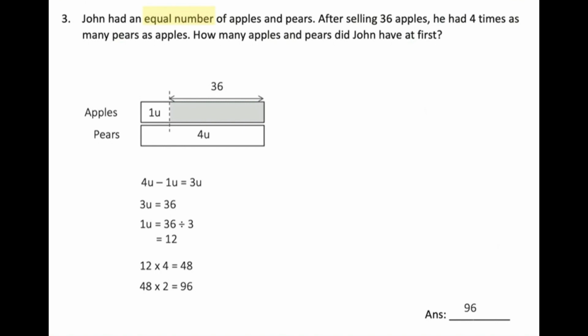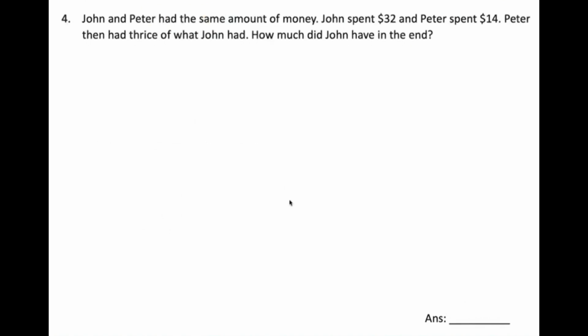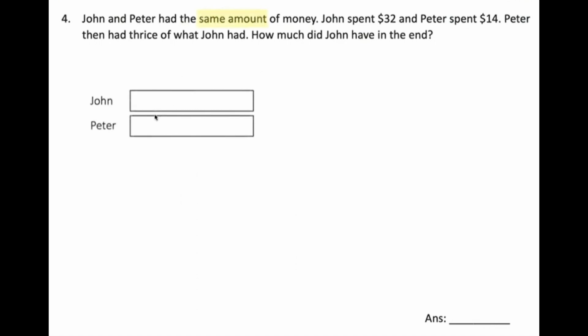Okay, question number 4. Let me show you how to do question 4. John and Peter had the same amount of money, again, equal. Draw 2 bars, one for John, one for Peter. John spent $32 and Peter spent $14. So I'm going to shade away $32 from John and $14 from Peter.